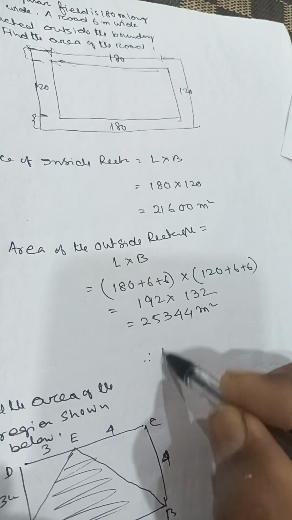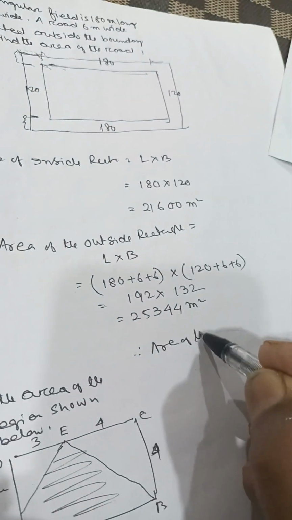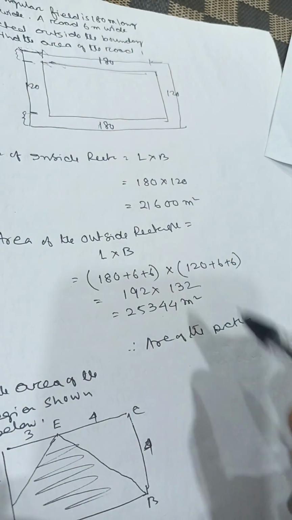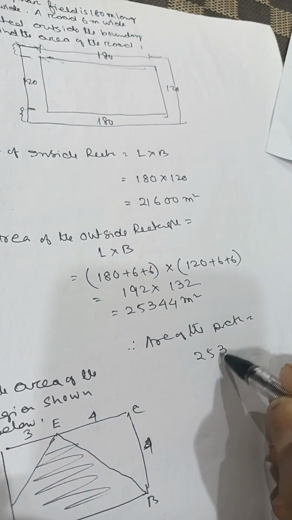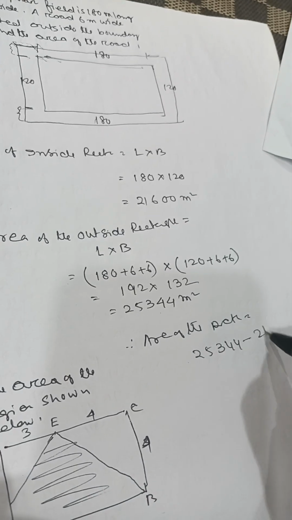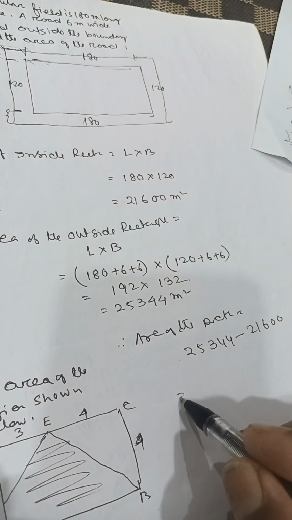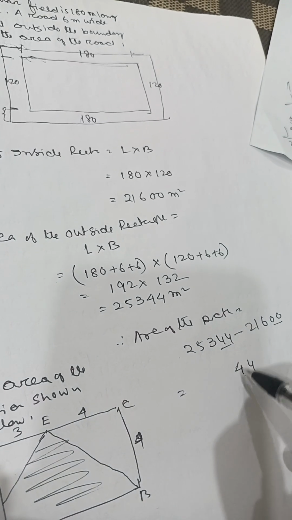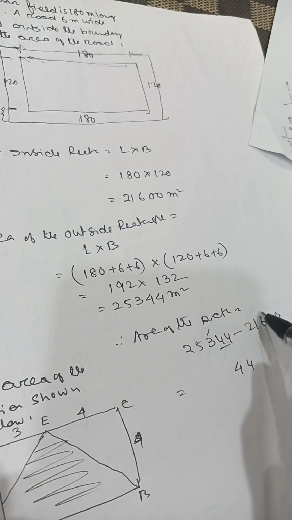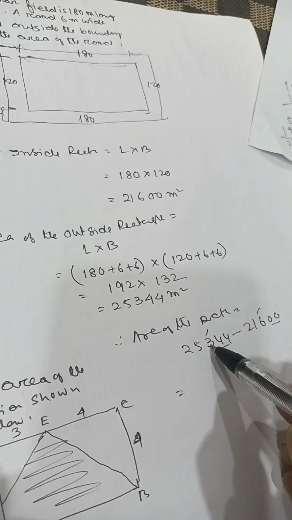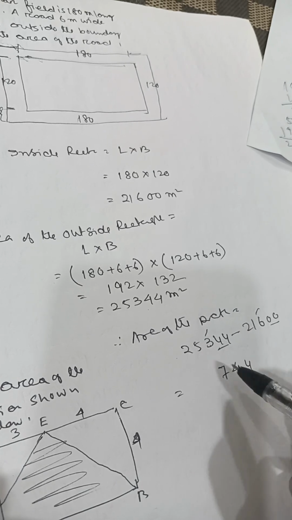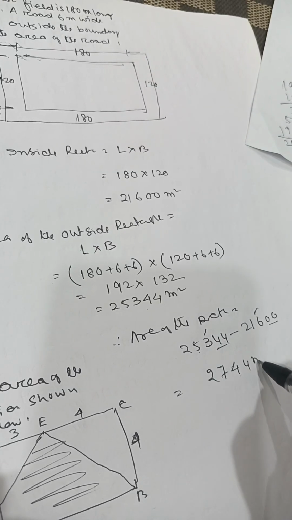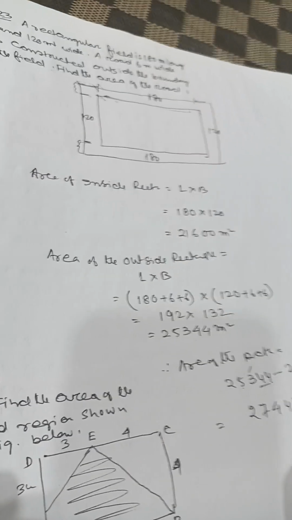You write now. Therefore, area of the path is the greater one minus smaller one. You write 25344 minus 21600 meter square. So after subtraction, we'll get 44, 0 is there. So I have written 44. 3 minus 6 is not possible, so taking 1 here, 13 minus 6 will be 7. It remains 4, 4 minus 1 is 2. So 2744 meter square is the answer of question number 23.